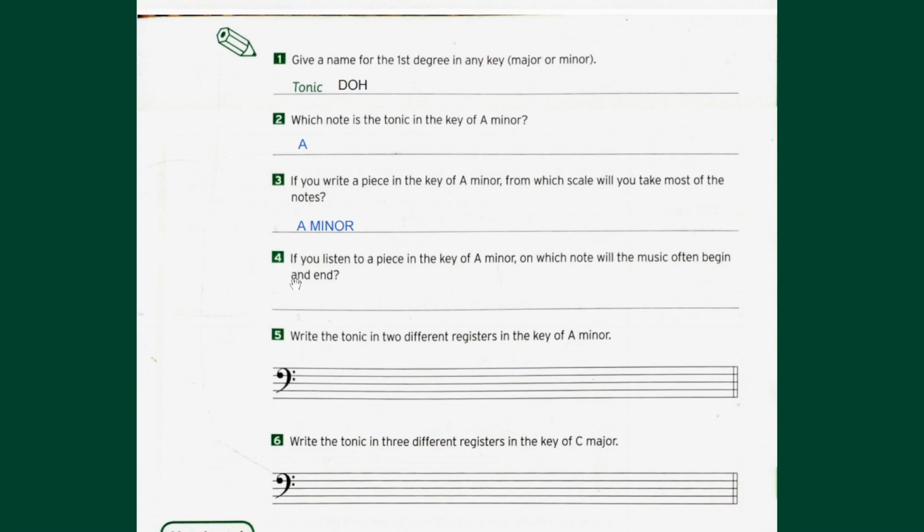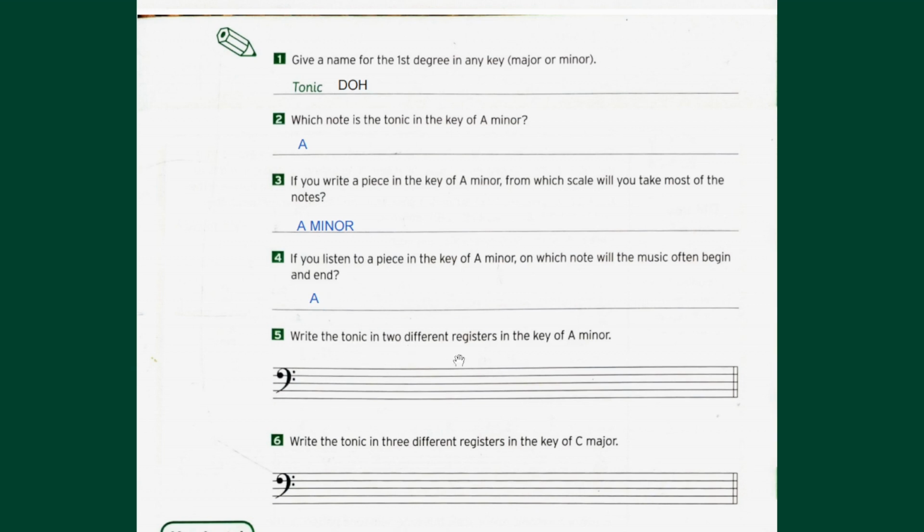Let's take a look at number 4. If you listen to a piece in the key of A minor, on which note will the music often begin and end? So we just have to write the note A because generally you would find the melody starting and ending on A. Let's take a look at the next question.